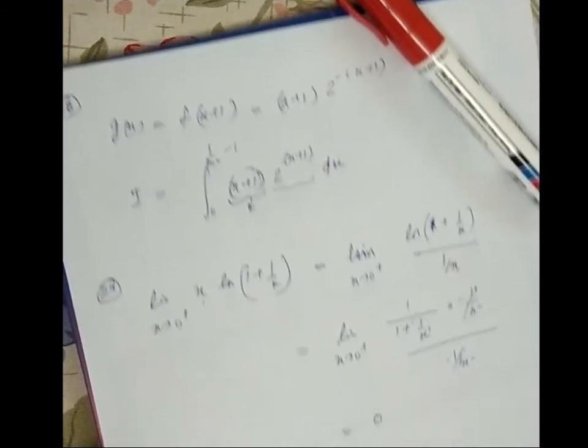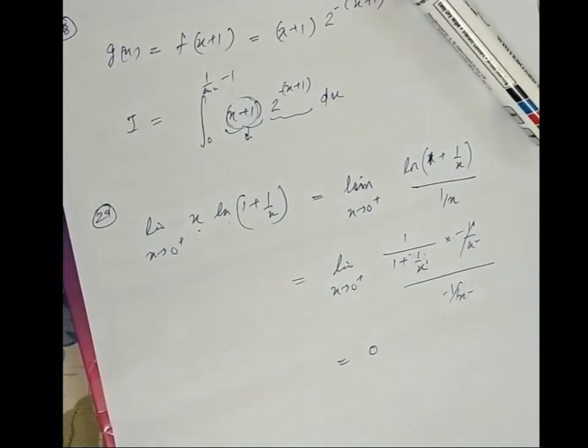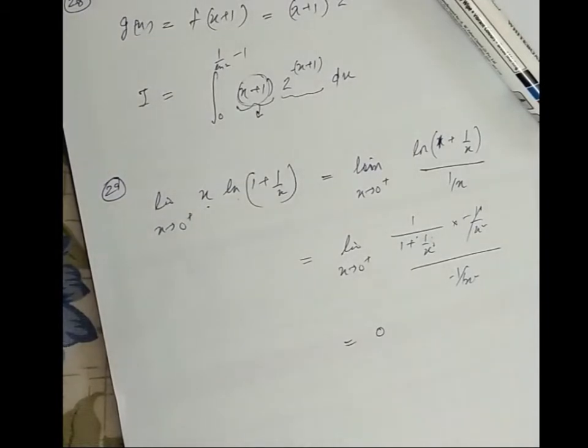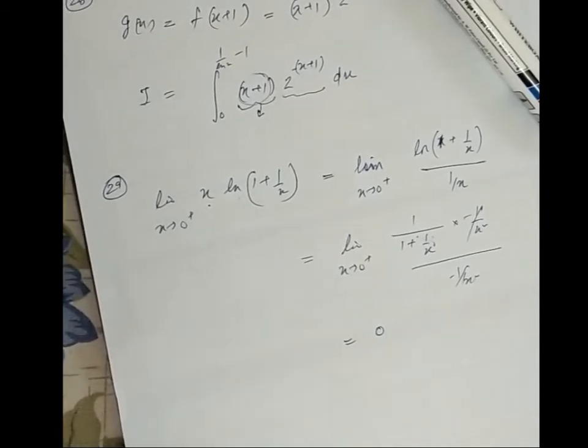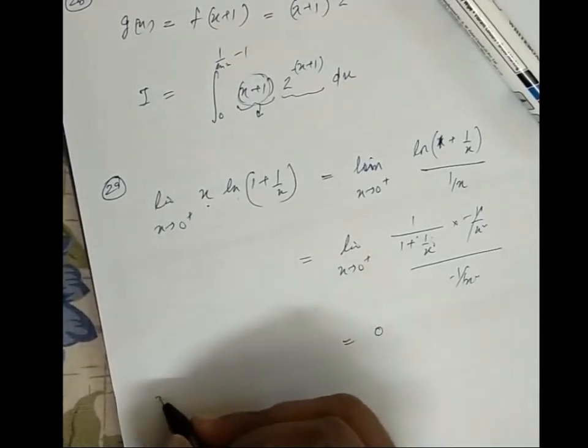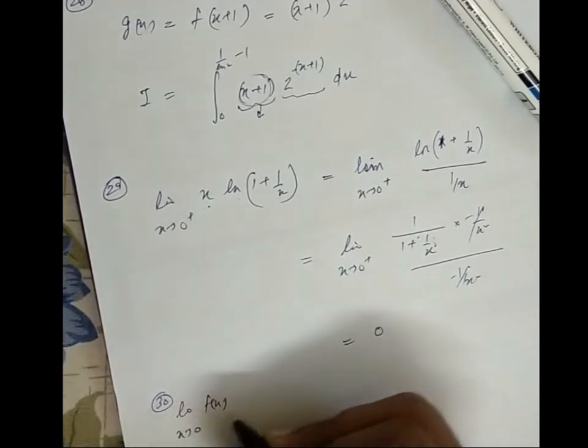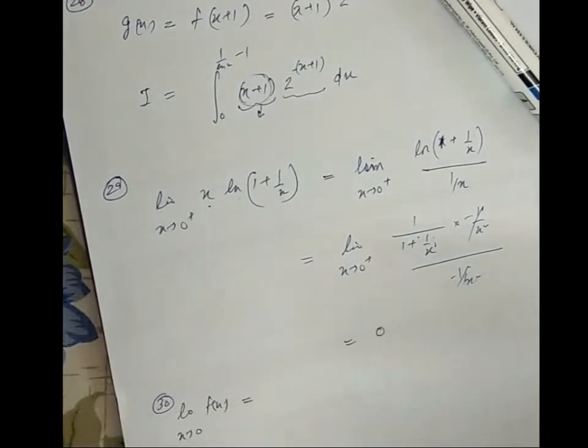Okay, moving to question number 30. So we need to comment on the maxima and minima for the function f(x). So when x tends to 0, limit x tends to 0 f(x). So when x is 0, it is infinity to the power 0 form. Limit can easily be calculated.